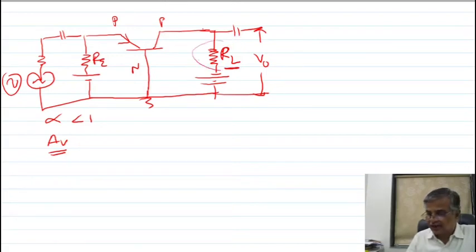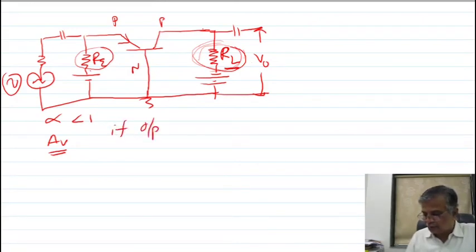This value of RL is very large compared to the input resistance RE. The output resistance RL is very large compared to the input resistance RE. So the output voltage drop across RL is large compared to the input voltage drop across RE.